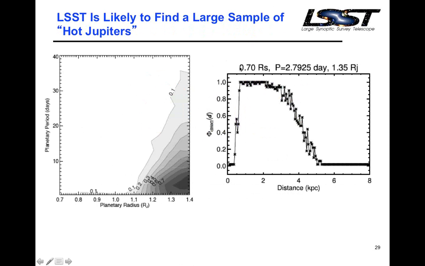That's not terribly surprising, but there still can be a very large population there. And then if you pick a particular value, a planet slightly bigger than Jupiter with a period of 2.8 days, and look at the probability of detection as a function of distance, you can see we would detect such a hot Jupiter out to a few kiloparsecs. So certainly most of our portion of the galaxy we would be sensitive to such activity.